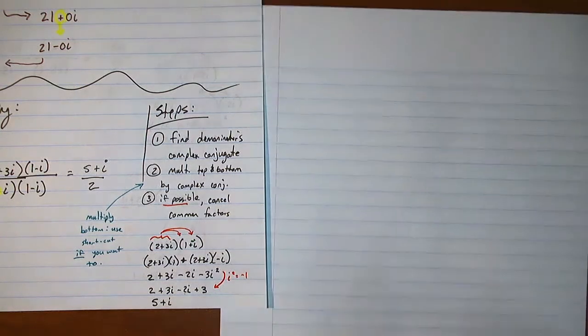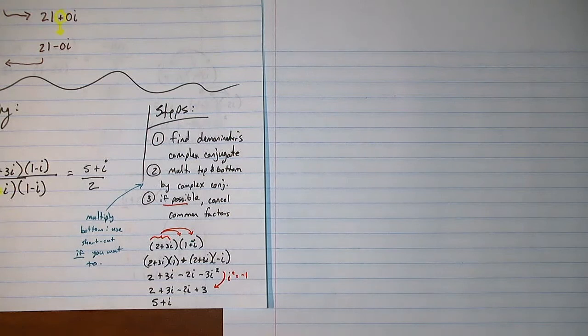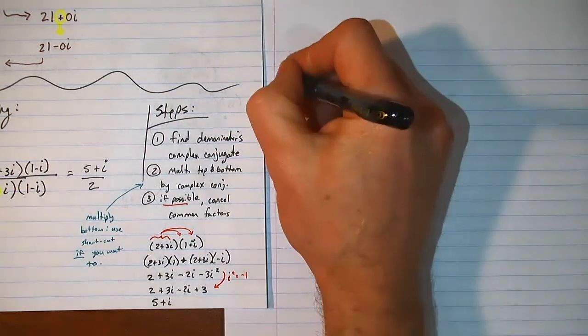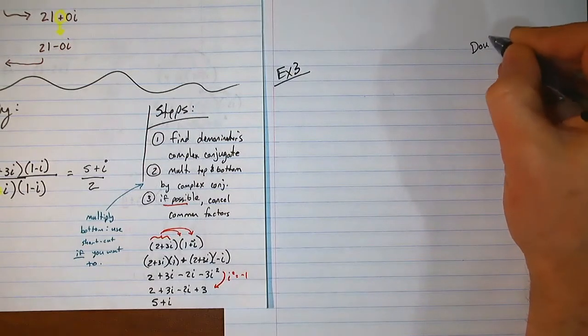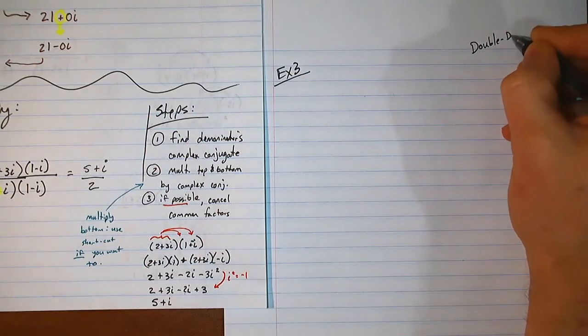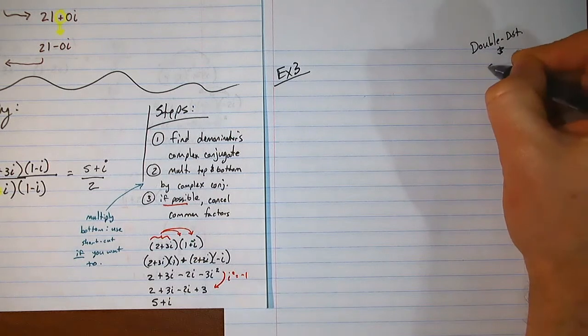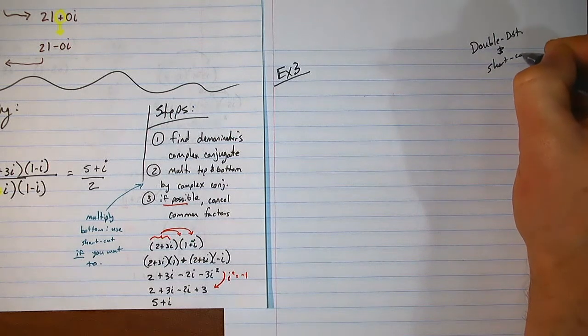Last but not least, example number 3. And on this example, we're going to use our shortcut with double distribute. So we're going to double distribute on the top, and we're going to use the shortcut on the bottom.